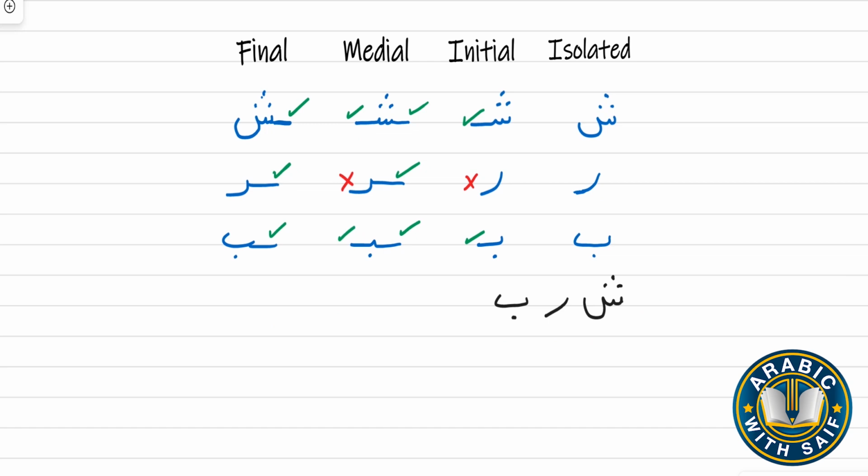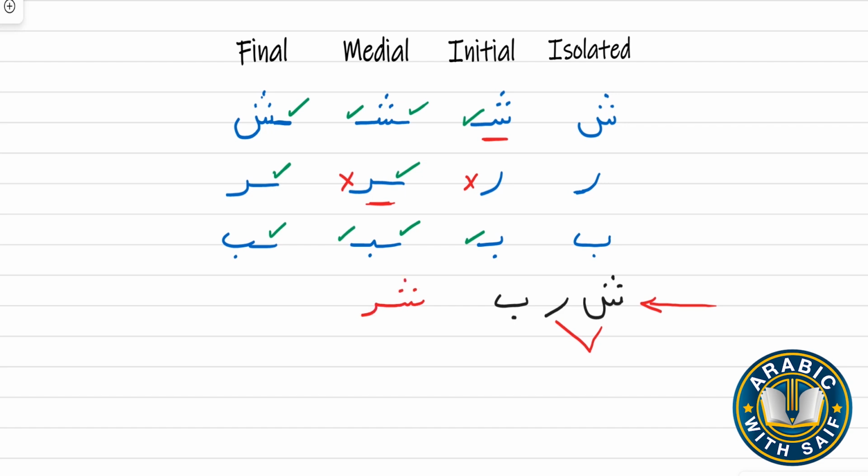Another word. Sheen, Ra, and Ba. Let's connect these 3 letters. First, we will check the relation between Sheen and Ra. If Sheen is in the beginning of a word, it can be connected to any letter after. And letter Ra in the middle allows connecting a letter before. So both will get connected.